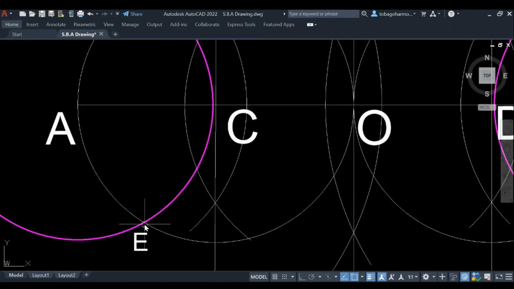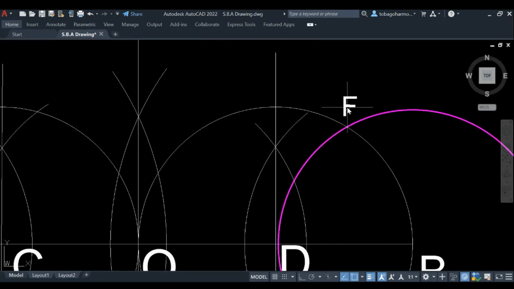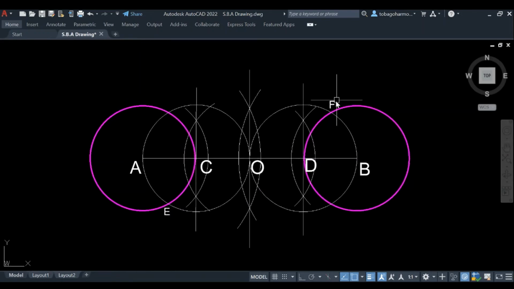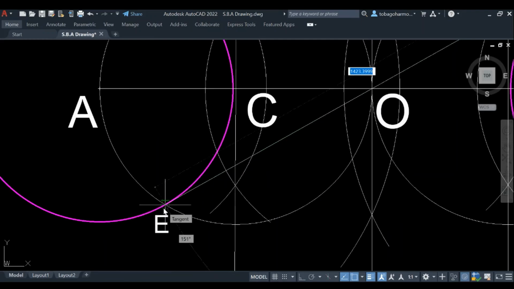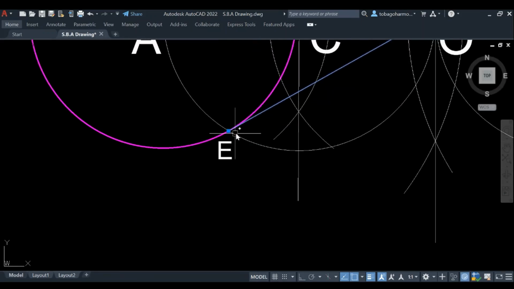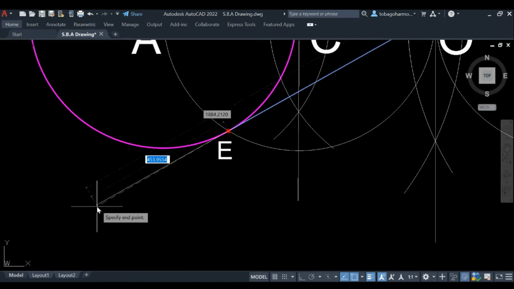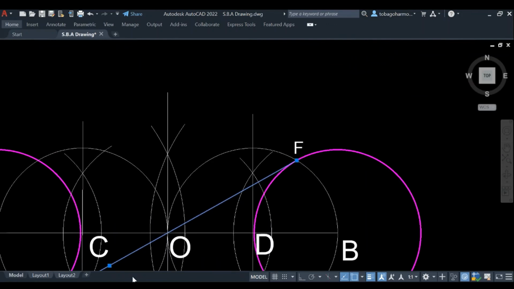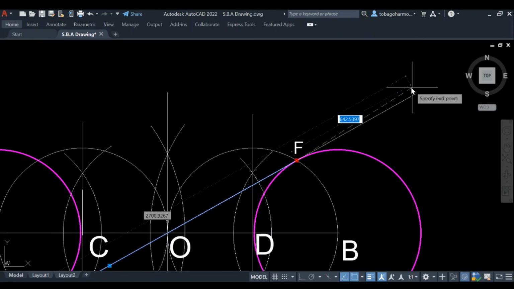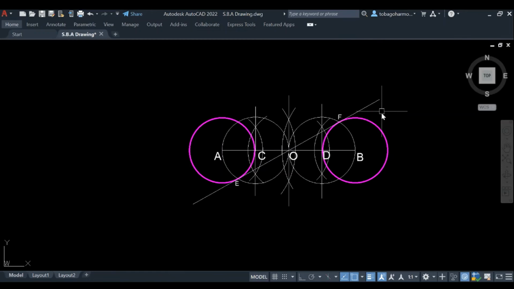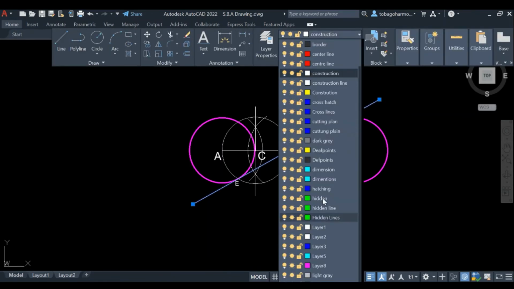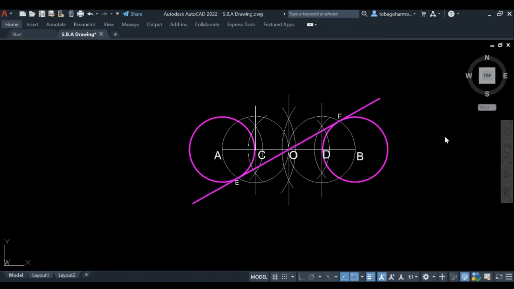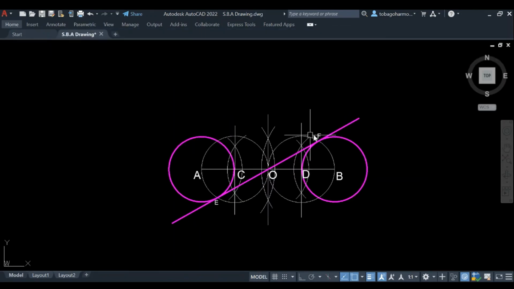At the points labeled E and F, which are where the last two circles that we drew intersected the first two circles, those points are our points of tangency, and they are labeled E and F. Now you can see I have drawn the line to E and F, and I've changed the layer, and this is our line of tangency.